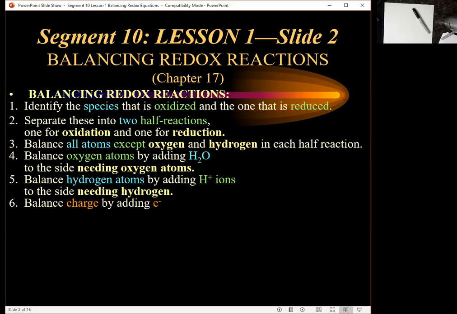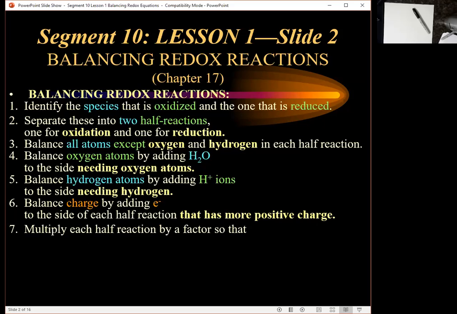Now, by the way, if your net charge is positive 3, you're going to add 3 electrons to that side. So if your net charge is positive, then you want to subtract off the positive charge, and you make it neutral by adding enough electrons to do that.